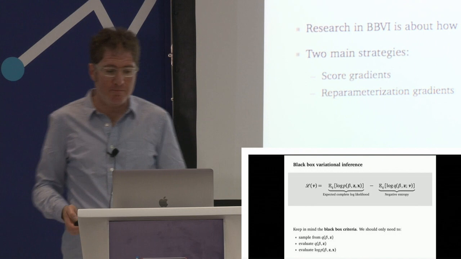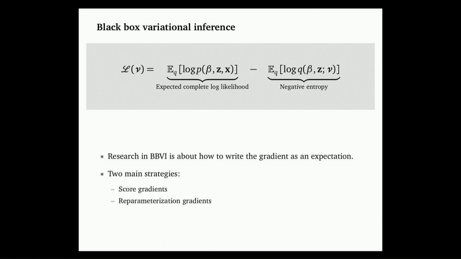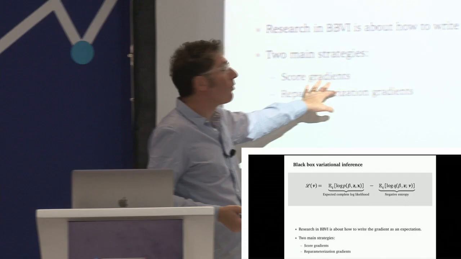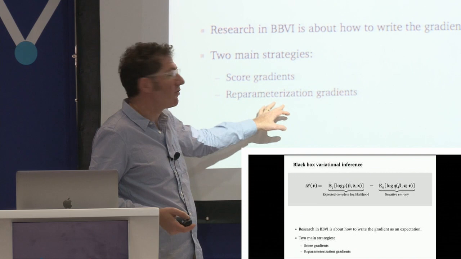Okay, so research in black box variational inference then is about how to write the gradient of this ELBO down as an expectation so I can follow that recipe. Take samples from Q, Monte Carlo estimates of the gradient, follow those with stochastic optimization. And there are two main strategies, score gradients and reparameterization gradients. Okay, and Shakir called reparameterization gradients pathwise gradients, they're also called that. They have many names, as Shakir told you.